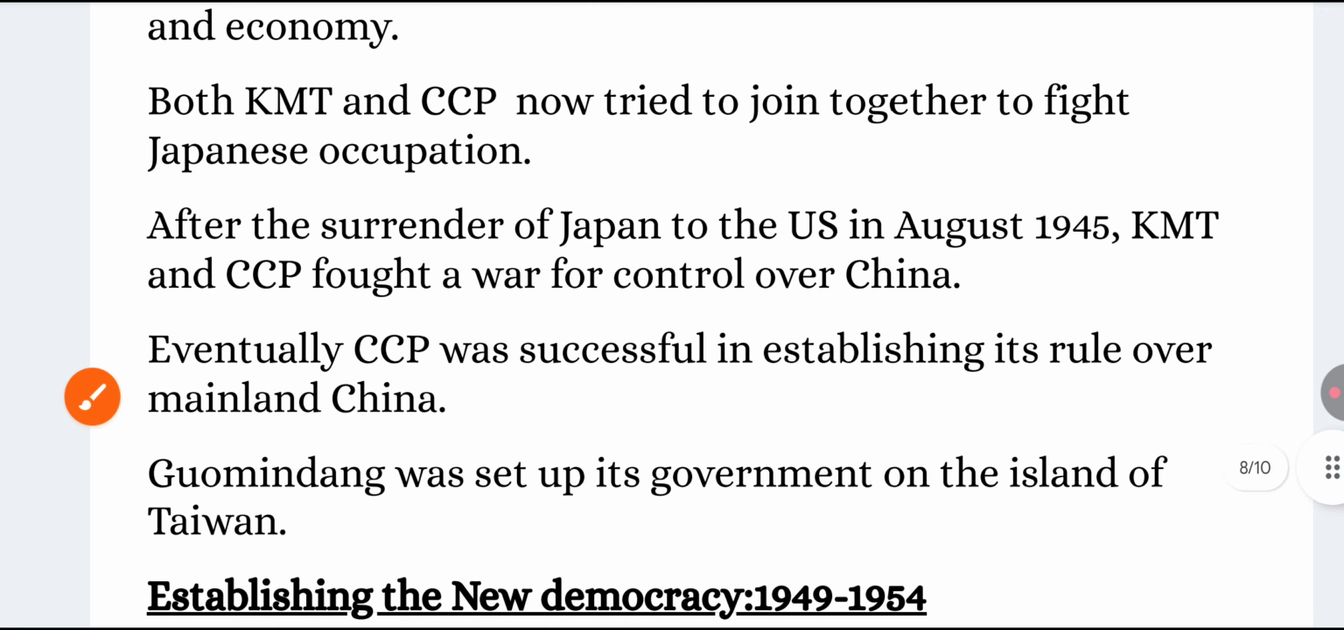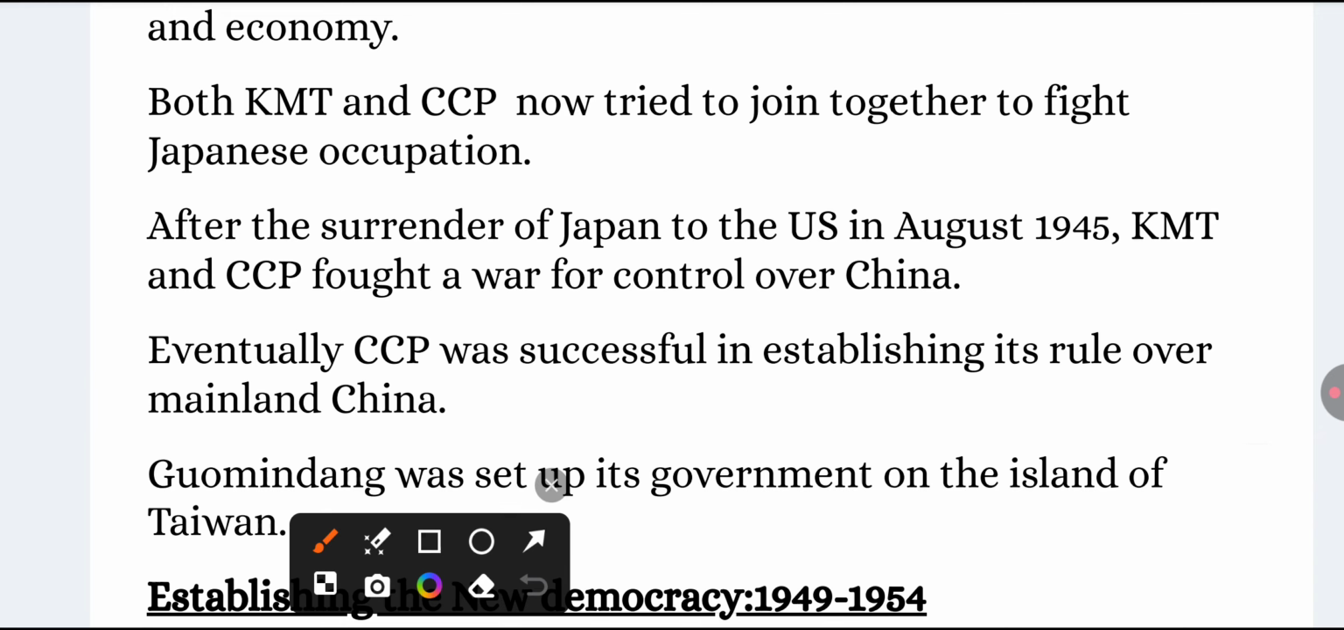But after the Second World War, Japan surrendered to the US. America dropped bombs on Hiroshima and Nagasaki, and Japan surrendered in 1945. After Japan surrendered and gave back all the places to China, the KMT party and the CCP party fought a war for control over China.